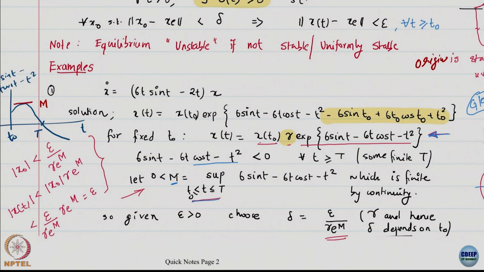Yeah, the exponential of minus 6 sin t0 plus 6 t0 cos t0 plus t0 square, I denote that as a gamma. Because once I fix t0, this is a constant. So that I can just look at the function of time. Then this is k.